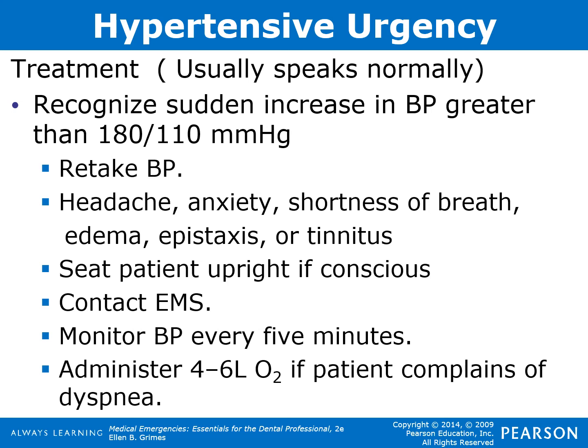So you want to seat your patient upright if they're conscious and contact EMS. You want to monitor their blood pressure every 5 minutes and have someone take that reading every 5 minutes until EMS can get there. You may want to administer 4 to 6 liters per minute of oxygen if they complain of difficulty breathing or dyspnea.